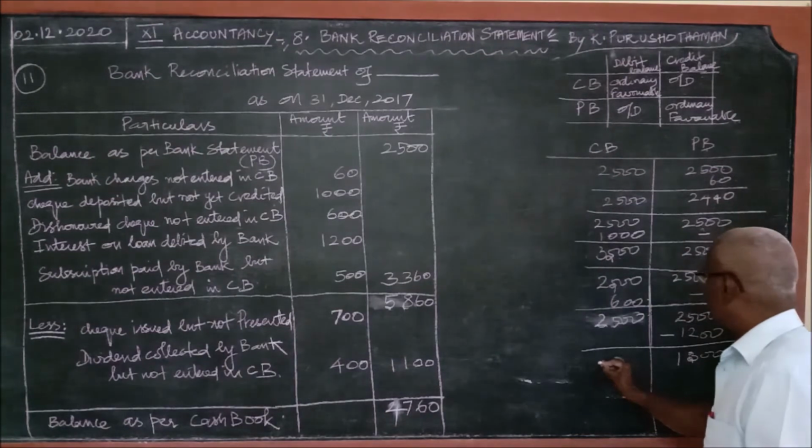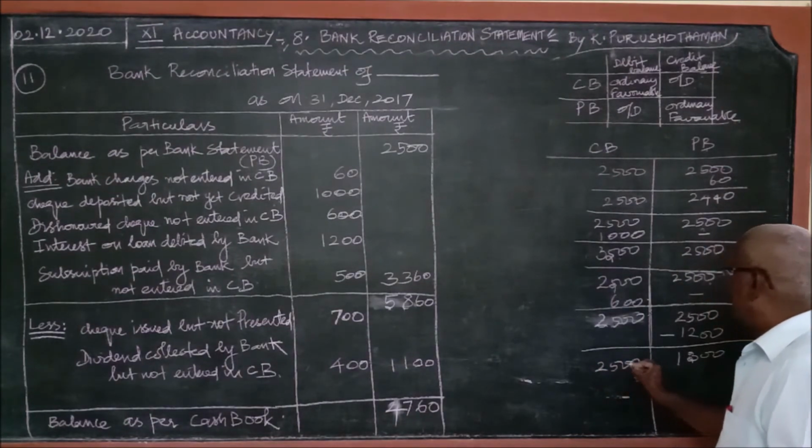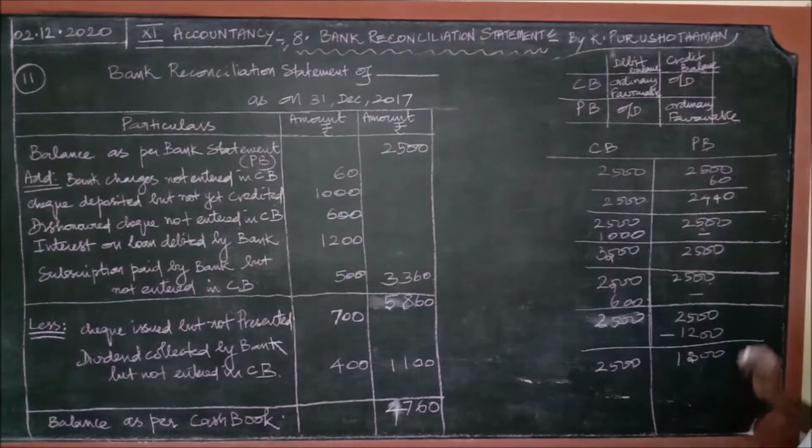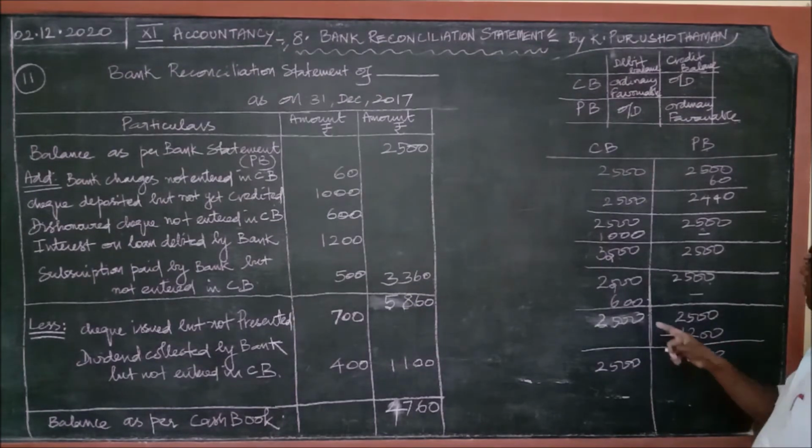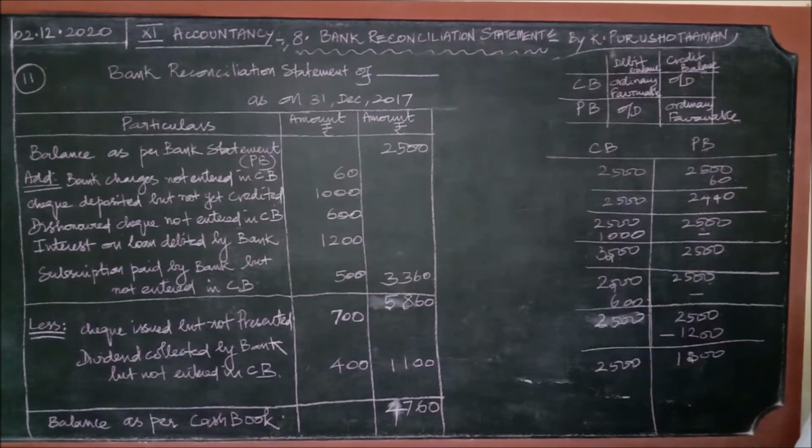But what about in the cash book? It remains 2500 as it is because the cash book or the business does not know the amount is debited from the account. The business does not know that the bank has taken money from the account for interest. So in that case the balance will remain the same. So to equalize these two, what should be done in the passbook? It should be increased.